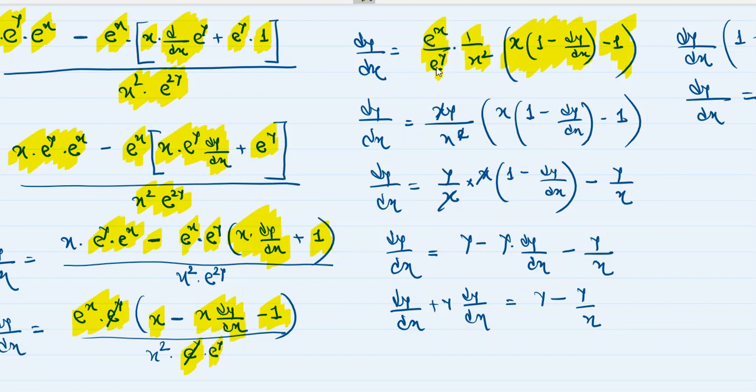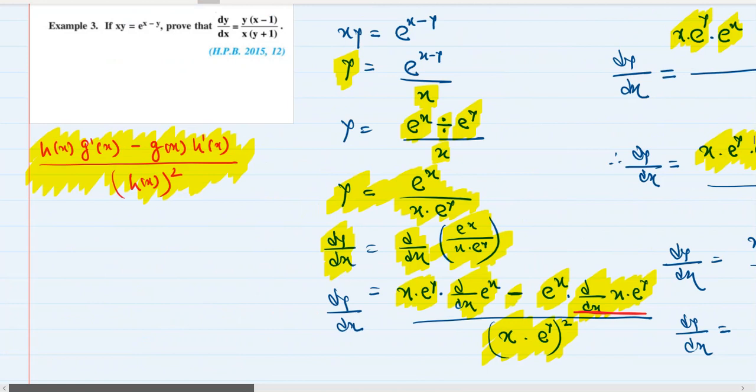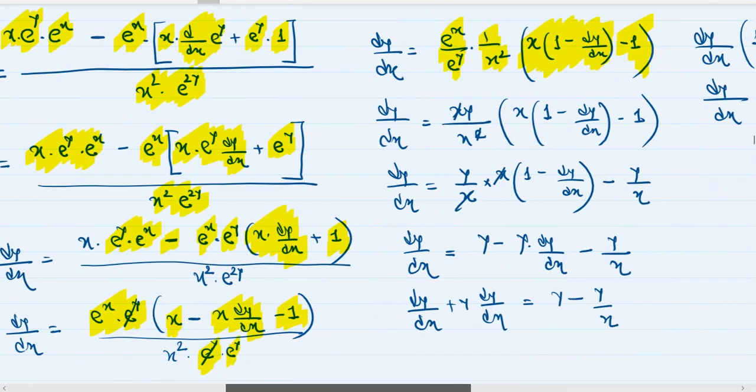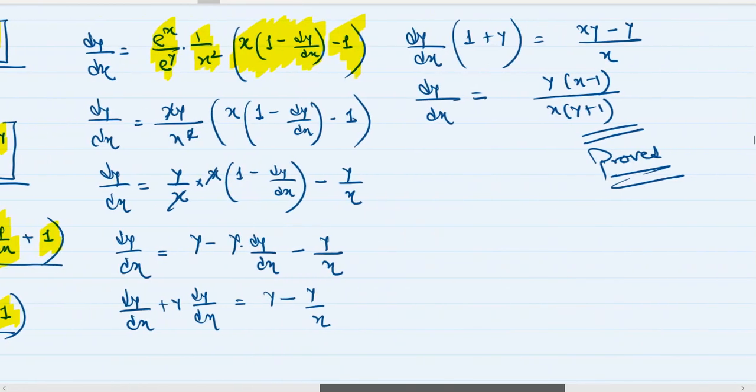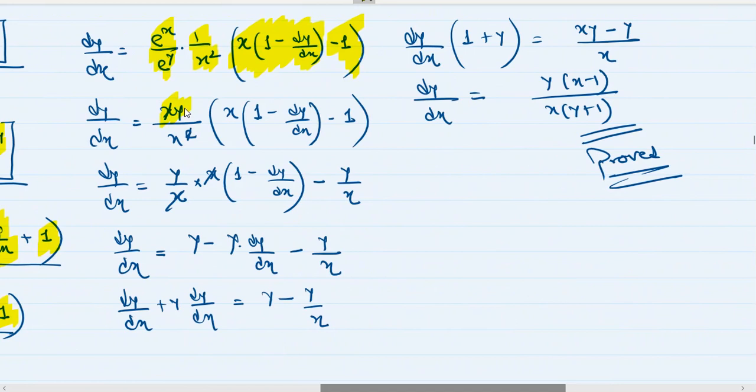Then e raised to x upon e raised to y is e raised to x minus y, and according to the question, e raised to x minus y is nothing but xy. So I substituted the value, because whatever I had to prove did not have e in it. Right, so I had to get rid of that e. So e raised to x minus y in this step will give me xy here in the numerator. In the denominator, I've got x square. So x square is x, and this xy, x will cut, and I'll be left with y by x.